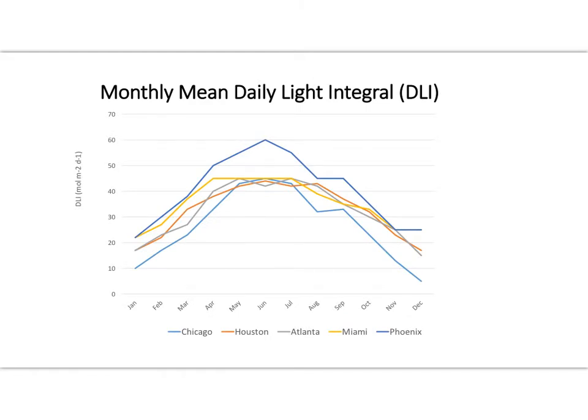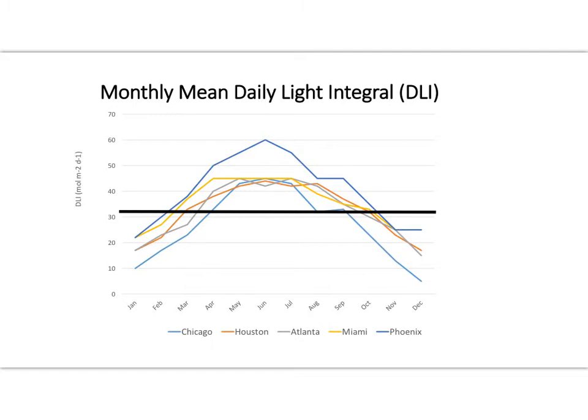How can we use this information? Researchers at Clemson University determined that a daily light integral of 32.6 moles per meter squared per day was required to provide acceptable turf quality on a putting green. In this example, the DLI for acceptable turf quality, shown here by the black line, for Chicago would go from April to August, or maybe a little less than August. Not enough light to sustain turf in Chicago.